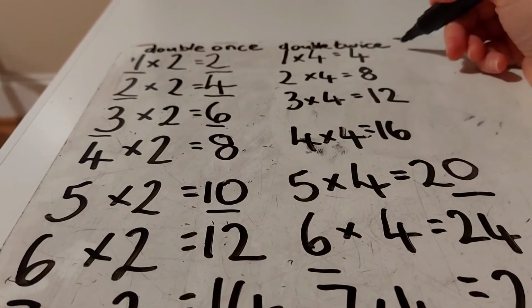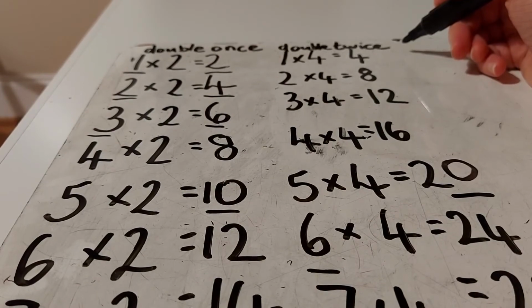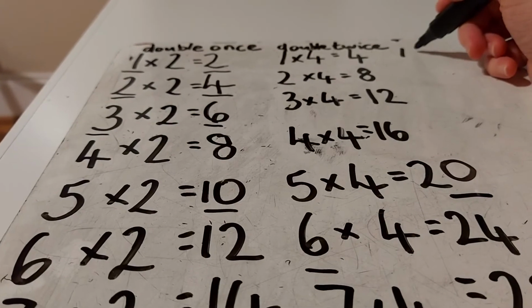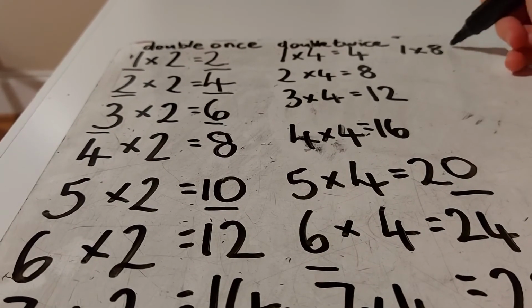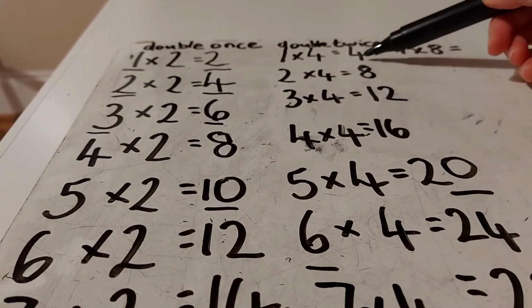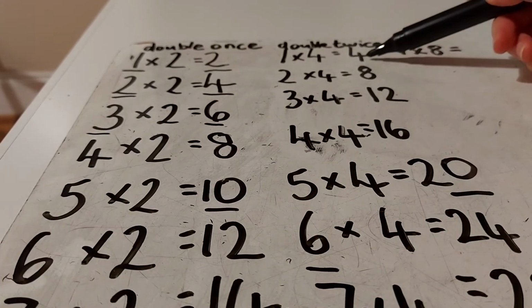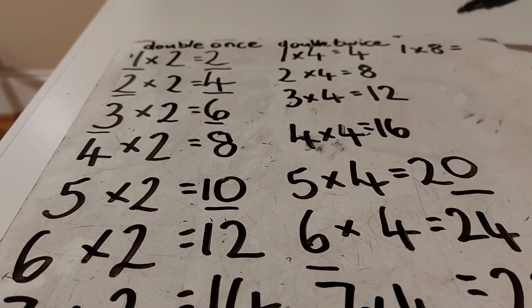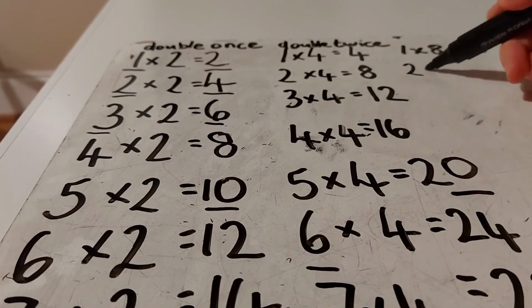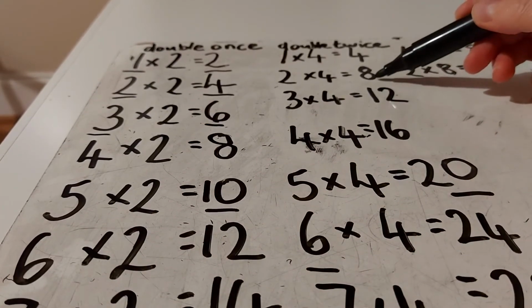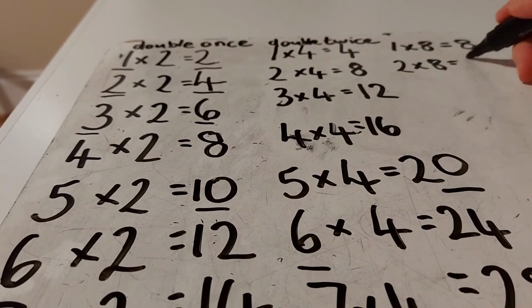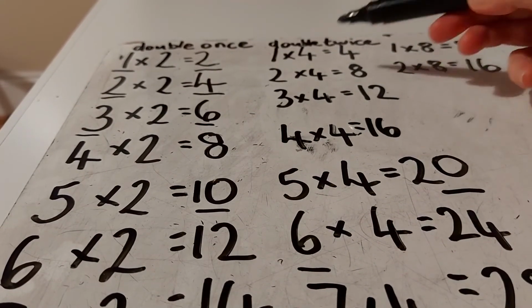Now then, can we use this information to help us with another table? Well, we certainly can. You're probably ahead of me with this. 1 times 8. Now if we know our 4 times table, we can just double this, because 8 is double 4. So the answer is going to be double 4, which is 8. I'll repeat that. 2 times 8. Again, if we know our 4 times table, and we know that the answer to 2 times 4 is 8, we just double that answer, which is 16, because 8 is double 4.